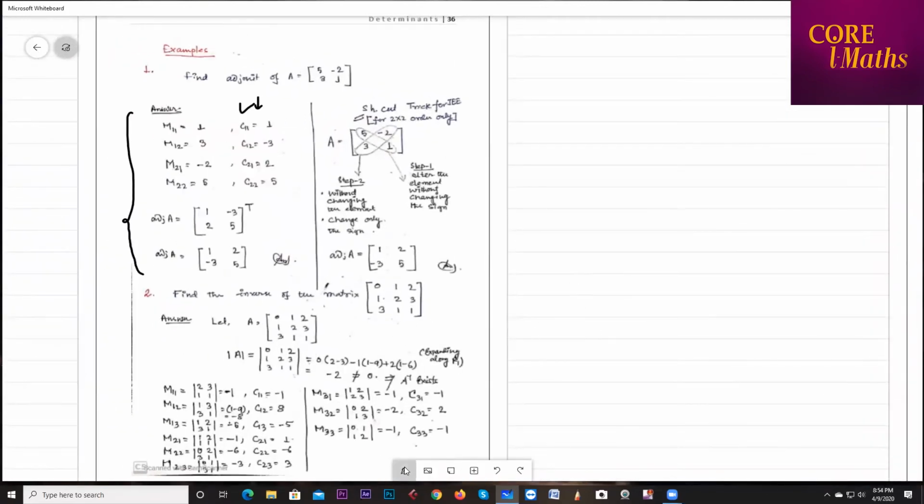These are the cofactors. Then find the adjoint, put the cofactor values and then its transpose, as we know that adjoint of A is C_ij whole to the power T. This is nothing but the transpose of the cofactor matrix. So first you have to find out the cofactors, then the adjoint, the transpose of that cofactor matrix: replace all the elements and put the cofactor values, then take its transpose.